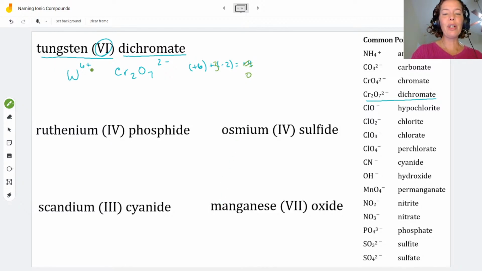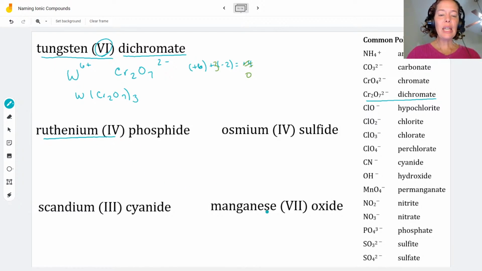Again, if you crisscrossed and you brought the 6 down and the 2 down, you would end up with the wrong molecular formula. So this is actually W for tungsten, Cr2O7, 3. Again, I just want to show lots of examples of being careful with crisscross. It is a great tool, but it does not always work. It only works in the right circumstances.